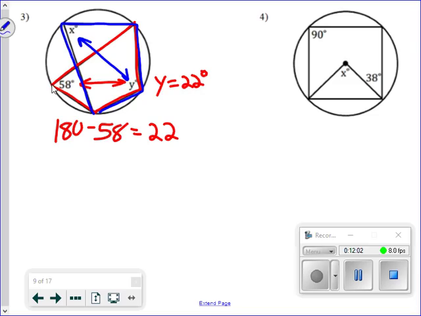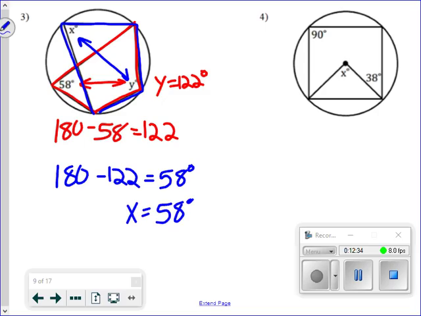And then I went with the blue and I subtracted 22 from that. And whether you're feeling awkward or not, I was just making sure you paid attention there. If I subtract 122, I would again get 58 degrees.